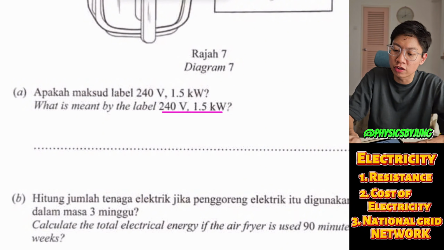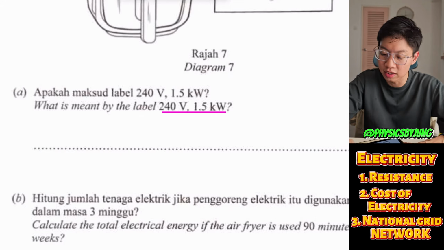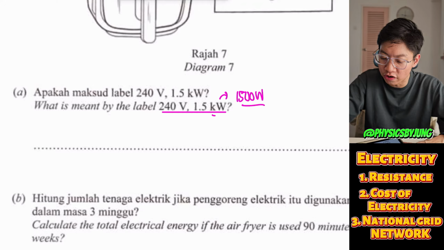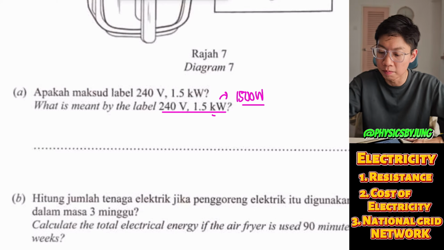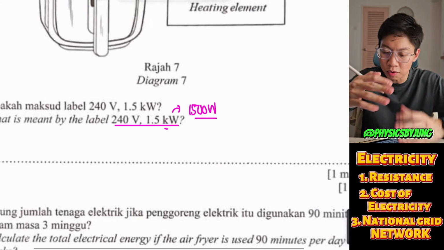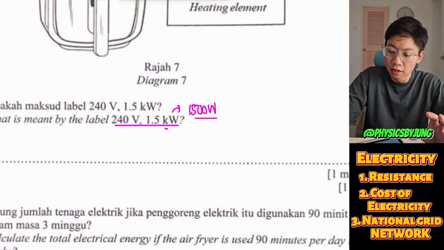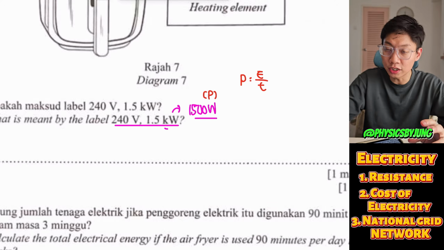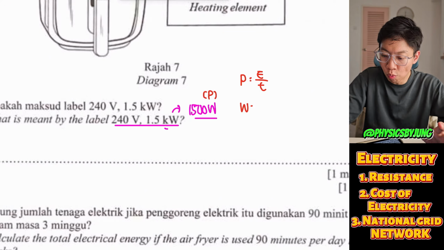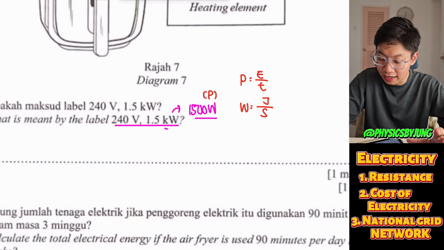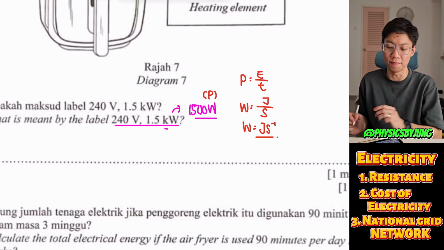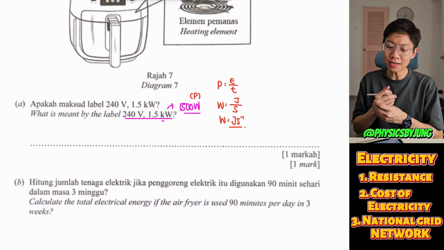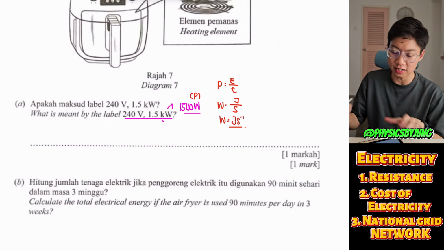whereby they ask what is the meaning of the label of 240 volt and 1.5 kilowatt. Okay, so you always have to remember, if kilo, we'll try to break the kilo first, so it becomes 1500 watt. So 1500 watt, how can we break this into smaller parts? We know that watt is actually a power. So power is actually equal to energy over time. So watt is actually joule over seconds. So watt is joules per second, so J s negative 1.